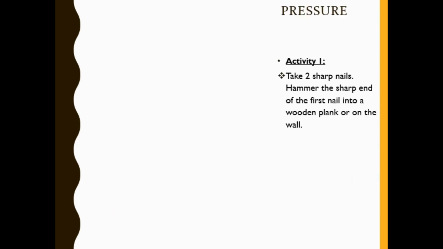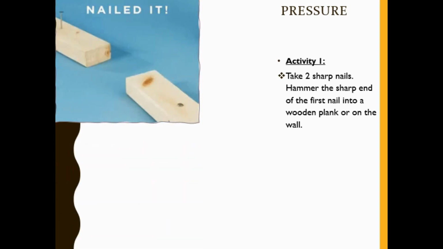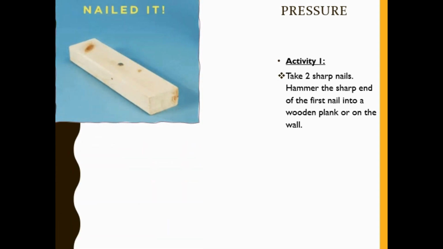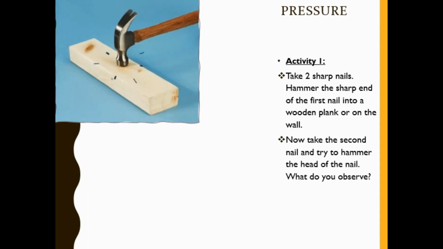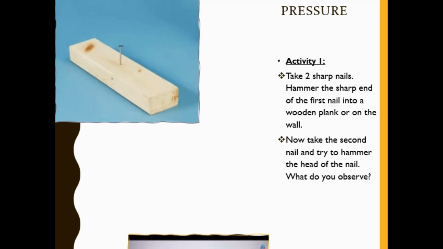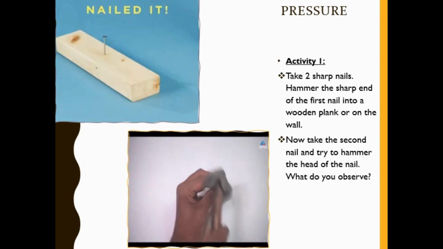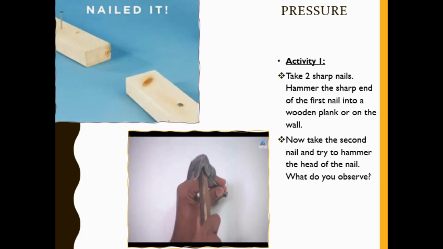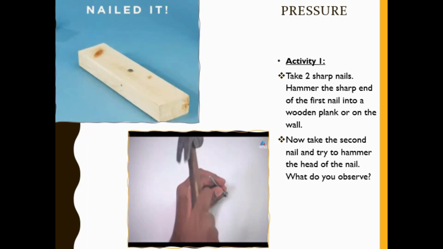Let us do a small activity. Take two sharp nails. Children, be careful in doing this. Better do it with the help of your parents or elders. First, hammer the sharp end of the first nail into a wooden plank, or you can try it in the wall if it is safe. So what do you see? The nail easily gets inside the plank. Then take the second nail and try to hammer the head of the nail, that is, invert the nail and try to hammer it, like shown in the picture. What do you see? Does the nail get inside the wall?